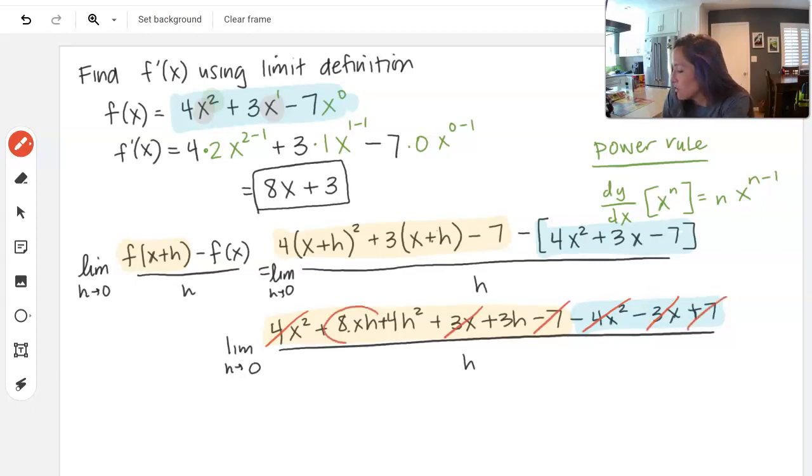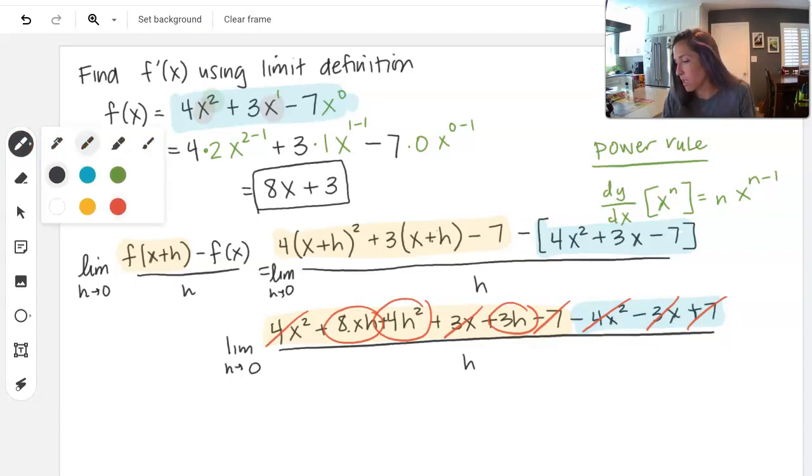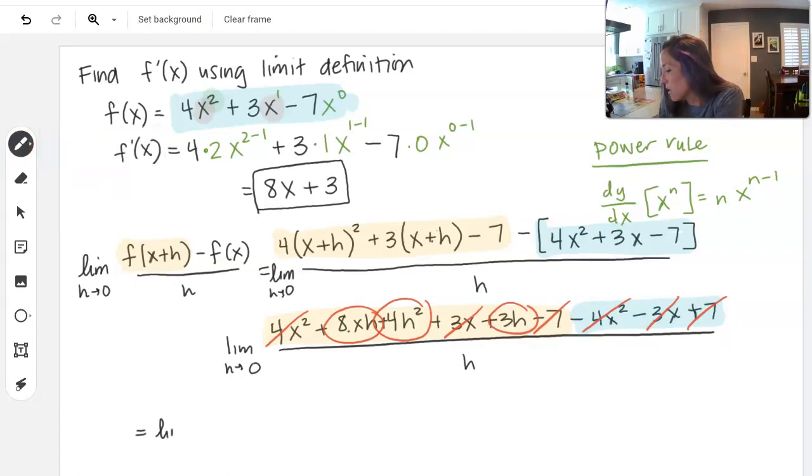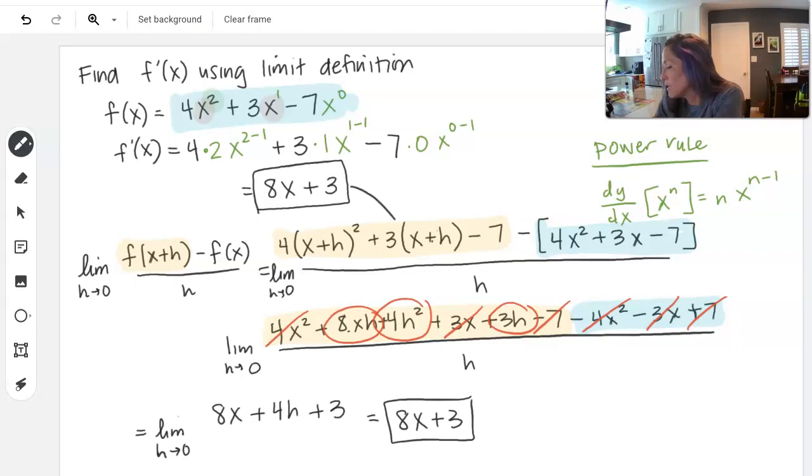So we can see all of the terms that we have left have an h in them. So we can factor that h out or divide the h from each term, however you want to think about it. But now we are at this stage. The limit as h goes to 0 of 8x plus 4h plus 3. And now that we don't have 0 over 0, we can plug in. We can do direct substitution with that h of 0, and we end up with 8x plus 3, which is what we knew we would get using the power rule. So we know that we have done everything correct, and we are on our way.